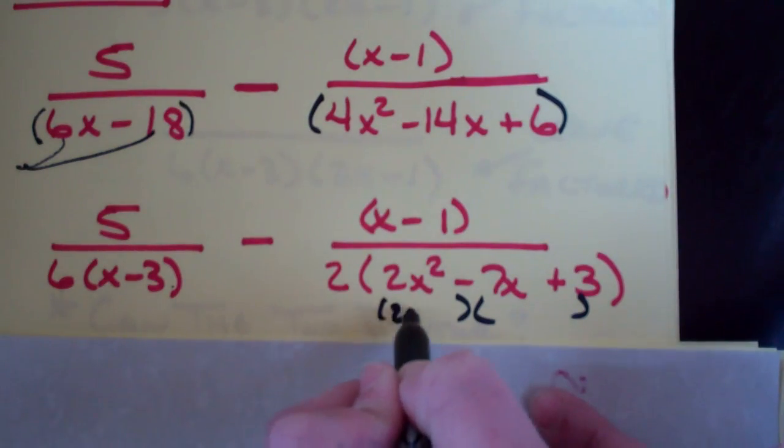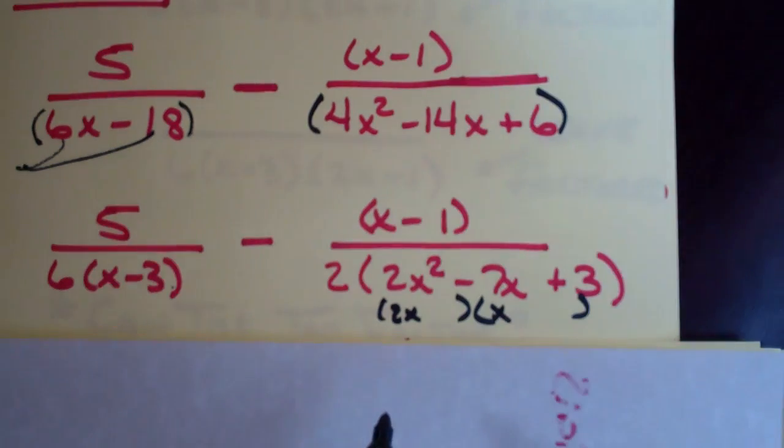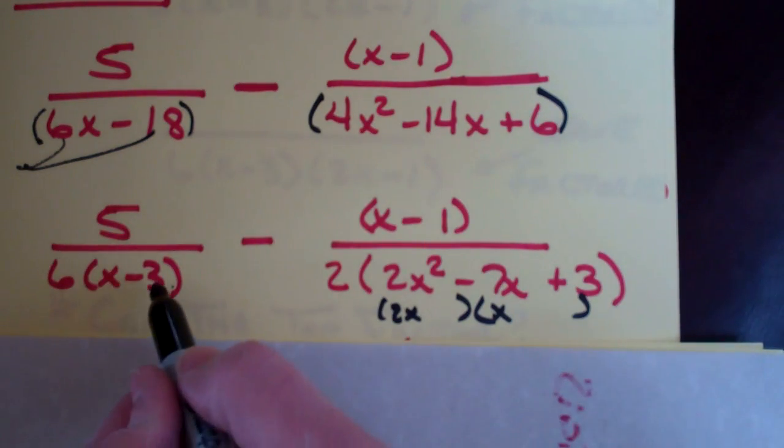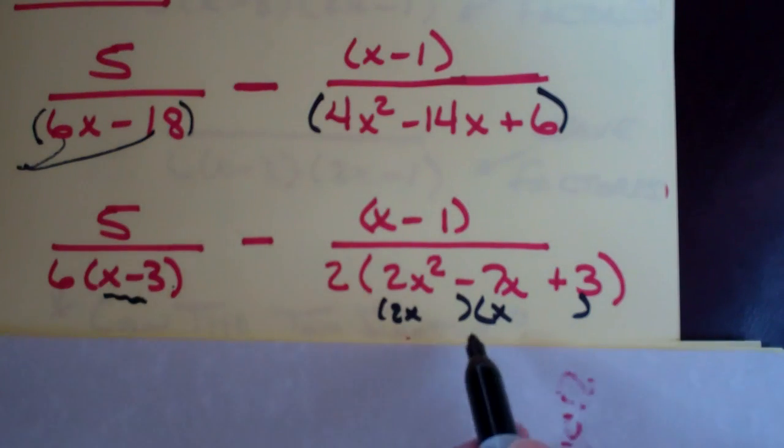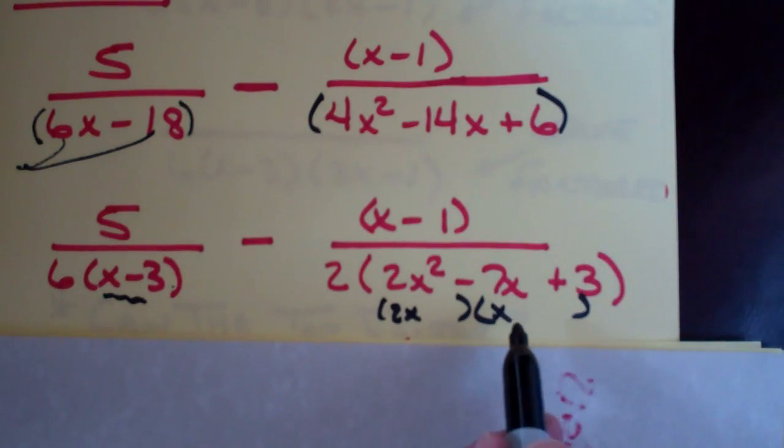You know you've got to split this up as 2x and x. And considering the fact that the book made the problem and they don't want to be too hard on you, chances are there's a pretty good likelihood that this x minus 3 just might show up over here. So it's just a good place to start your guessing.